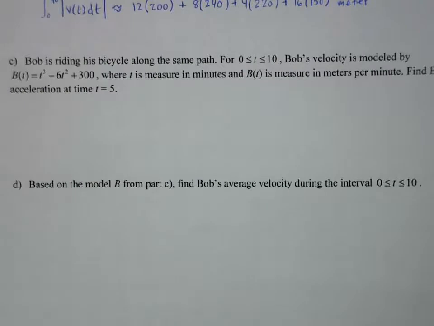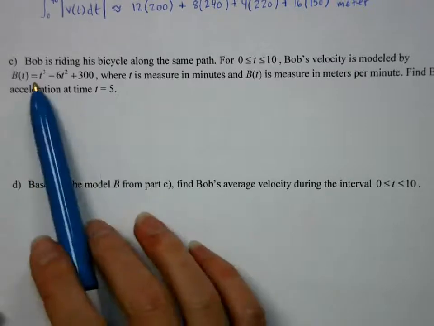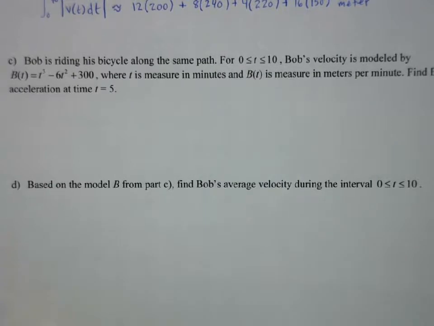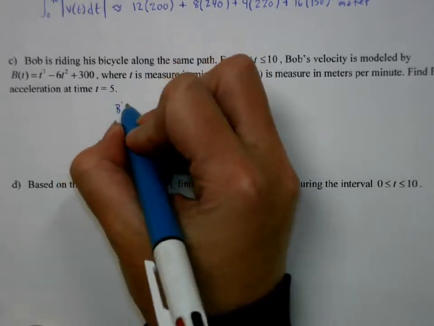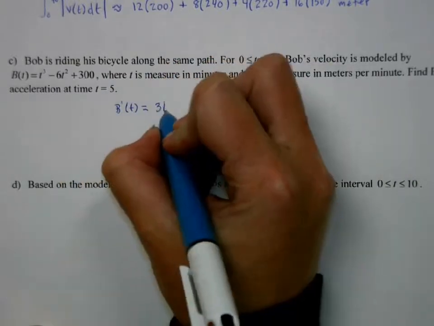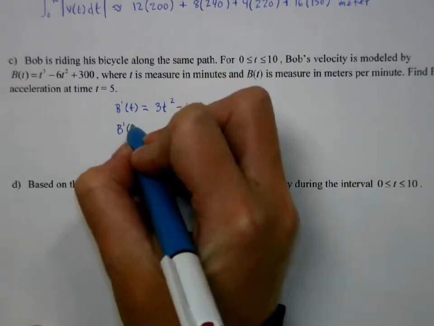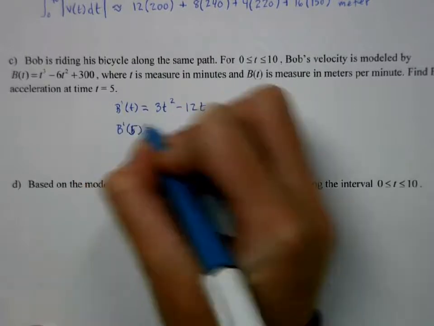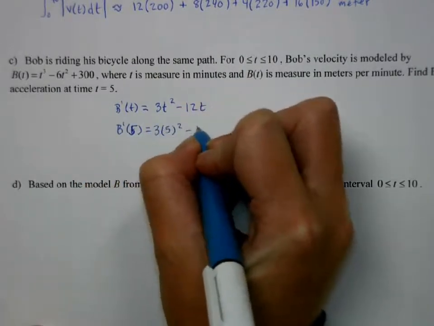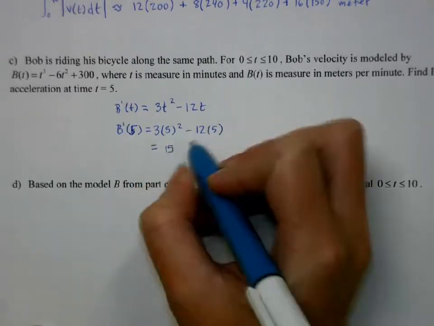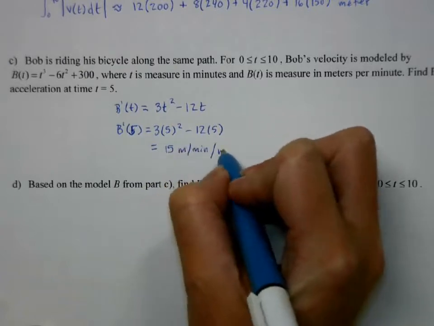Bob is riding his bicycle along the same path. For 0 to 10, Bob's velocity is modeled by this, where t is measured in minutes and B of t is measured in meters per minute. Find Bob's acceleration at t equals 5. Well, that means we need to find the derivative, and we'll evaluate that at 5. Okay, so that's that. If you simplify it, it's 15, and this would be meters per minute per minute.